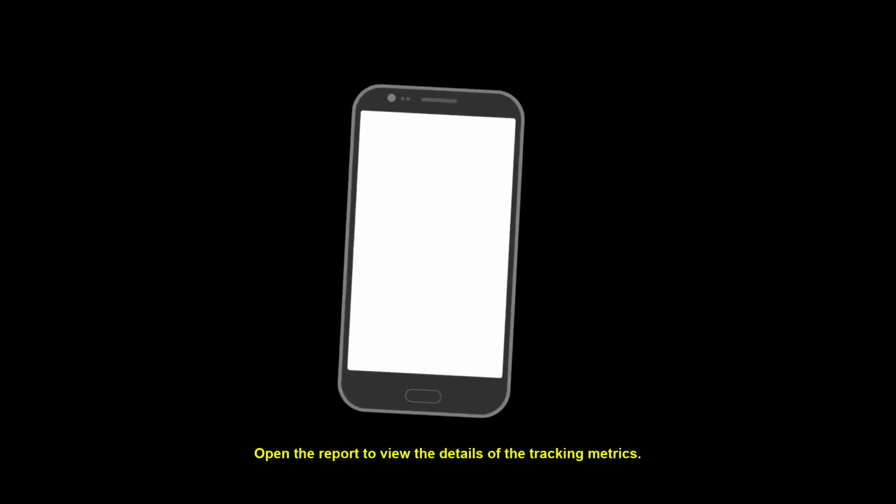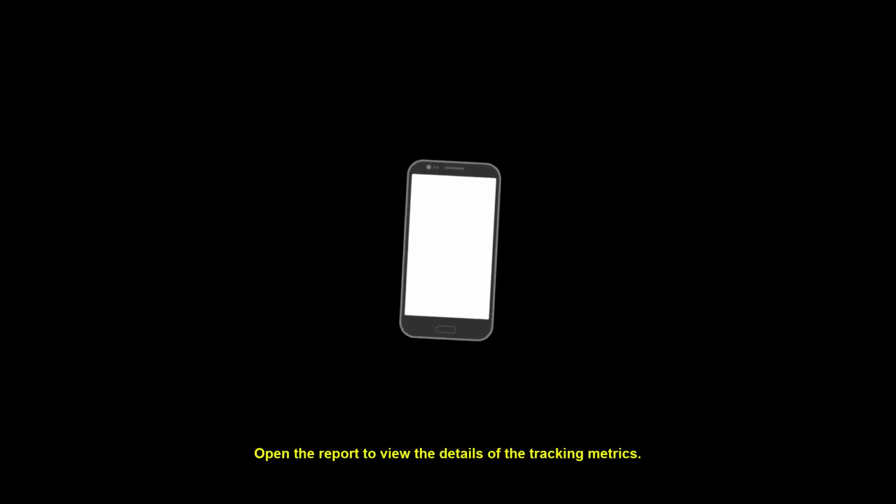Open the report to view the details of the tracking metrics. Check the date range at the top of the report to ensure it aligns with your campaign timeline. Review the key performance indicators listed in the report. Focus on metrics such as opens, clicks, and conversions.